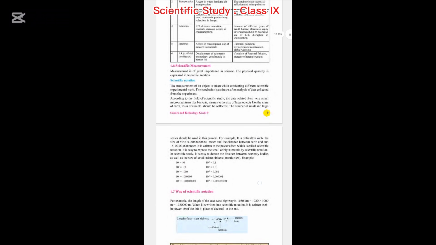Scientific measurement. Measurement is of great importance in science. The physical quantity is expressed in scientific notation. In scientific work, the measurement of an object is taken while conducting different experiments. The conclusion is drawn after analysis of the data collected from the experiment.